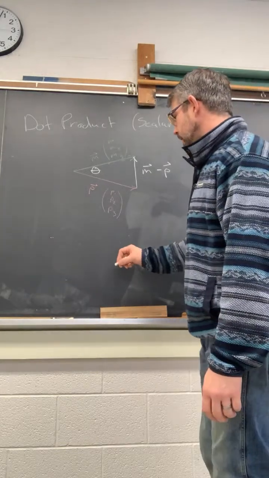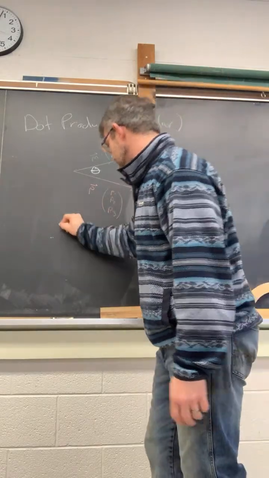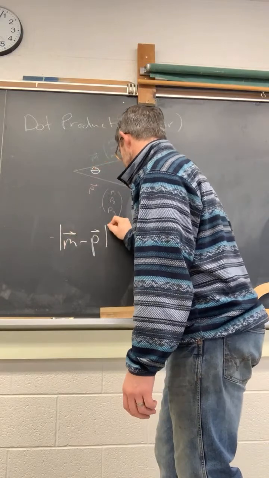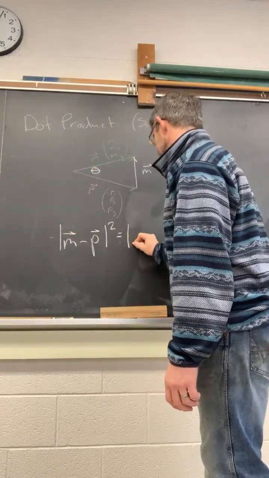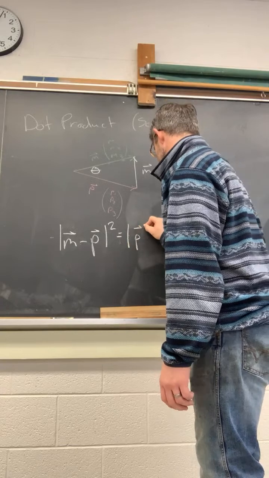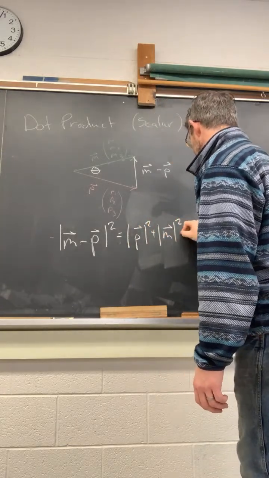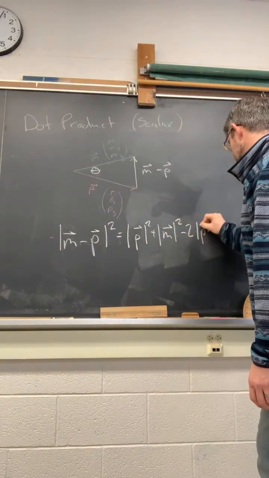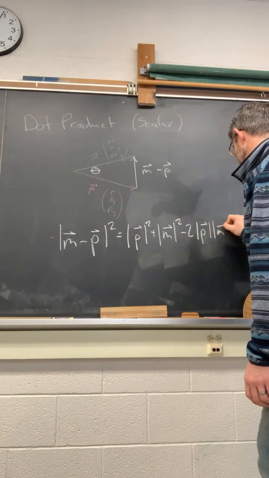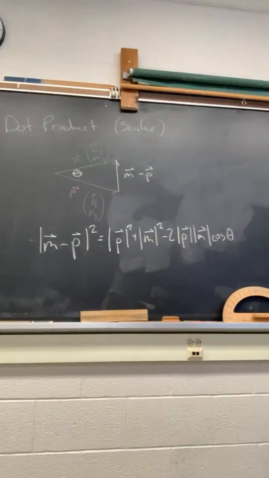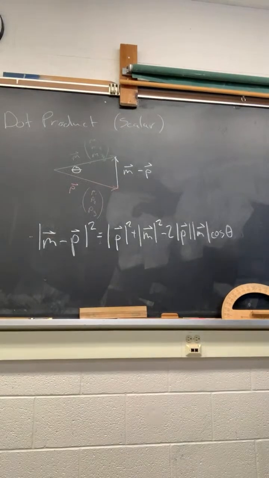Now, cosine law for this expression is going to be the magnitude of vector M minus P squared is equal to the magnitude of vector P squared plus the magnitude of vector M squared minus 2 times the magnitude of P times the magnitude of M times the cosine of the angle in between them. And I think I've run a little bit off the screen there. But that's going to be the cosine law for this particular case.